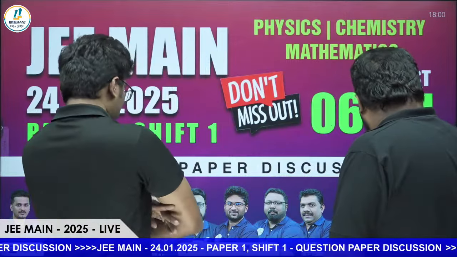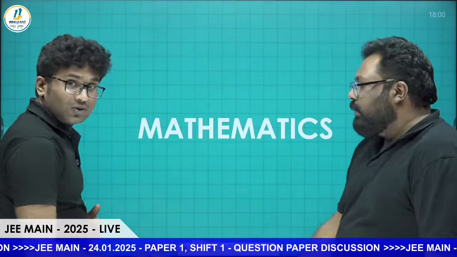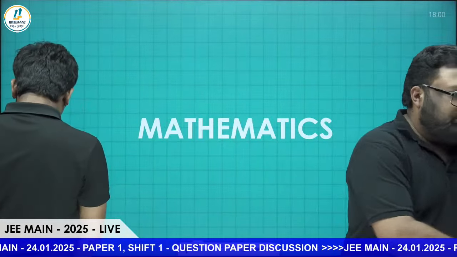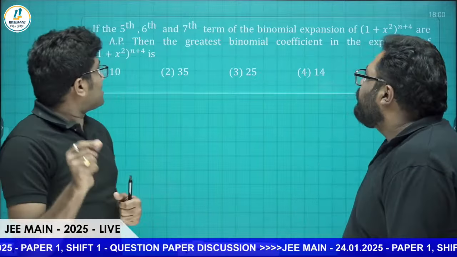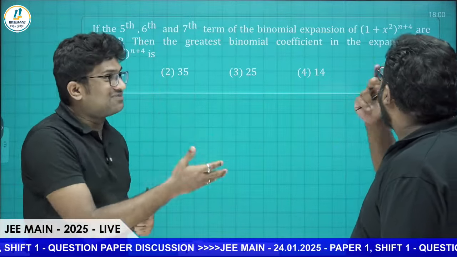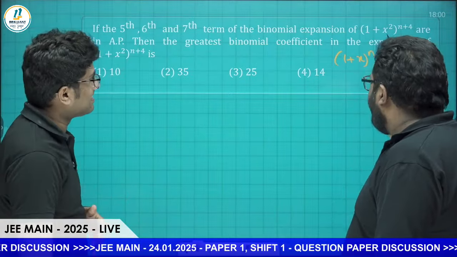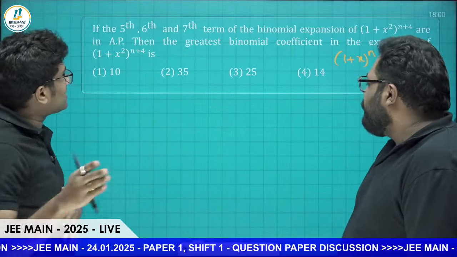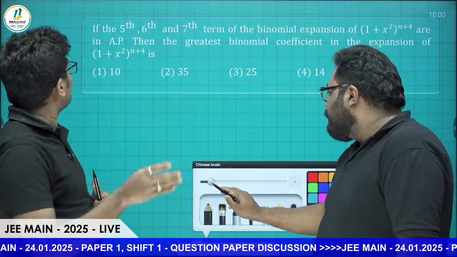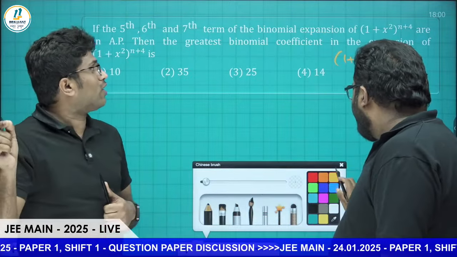Moving on to question number 1. Karthik sir, you can start, please. Coming to the first question: if the fifth, sixth, and seventh terms of a binomial expansion are in AP, then the greatest binomial coefficient in the expansion of (1 + x) raised to n form. It is a direct binomial question.